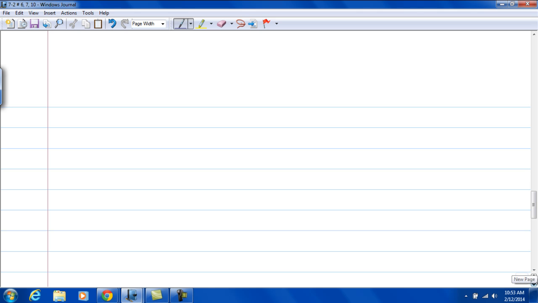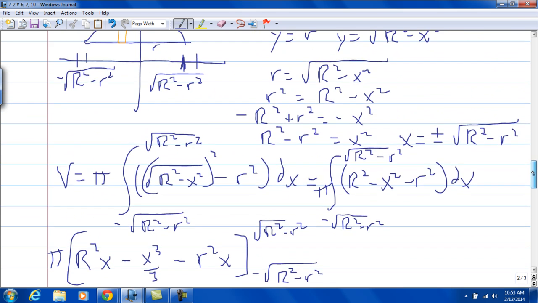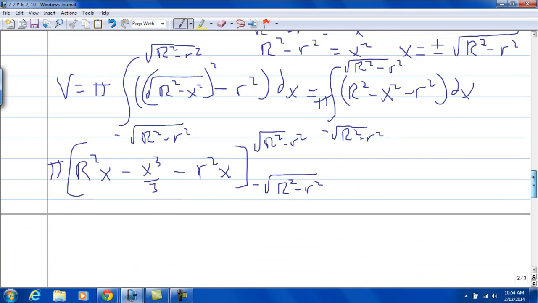Okay, I'm going to go to the next page. So where's this going to take us? By the way, I think what I could have done earlier, and I didn't think about doing this until now, we could have gone from 0, because this is symmetrical, from 0 to the square root of capital R squared minus little r squared, and then eliminate it and just call it 2 pi. But anyway.